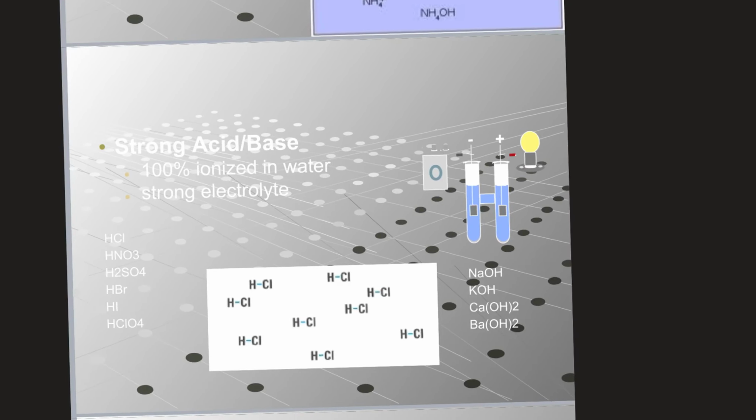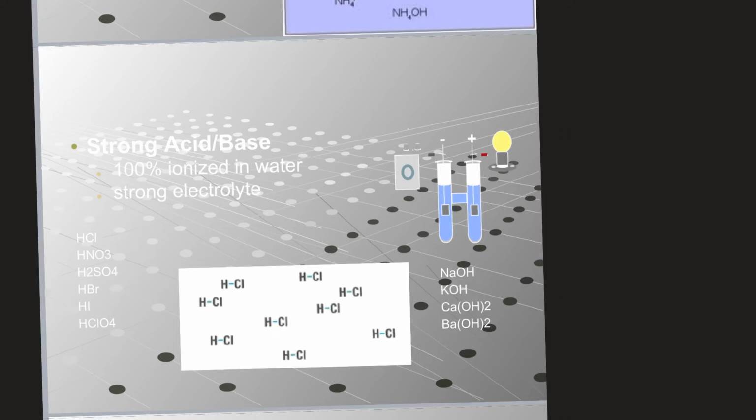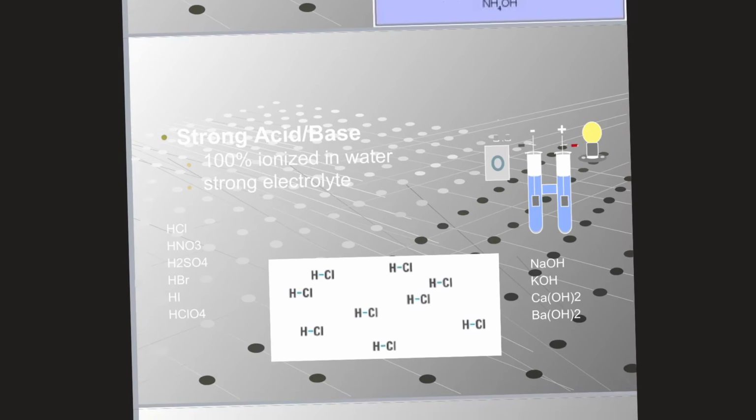Now, some of the physical characteristics of strong acids and strong bases. Because they 100% dissociate, or completely ionize, they will conduct electricity. If you were to put some type of electrical probe in there to test conductivity, you'll see it conducts electricity really, really well. And that's true for both.